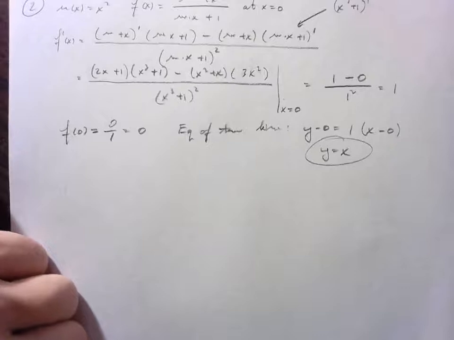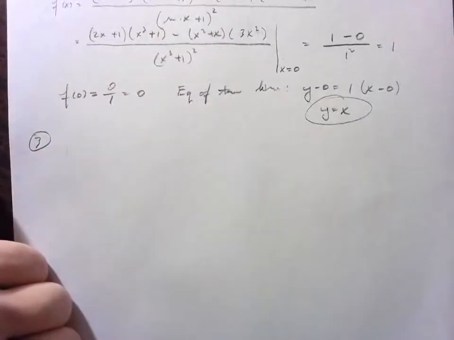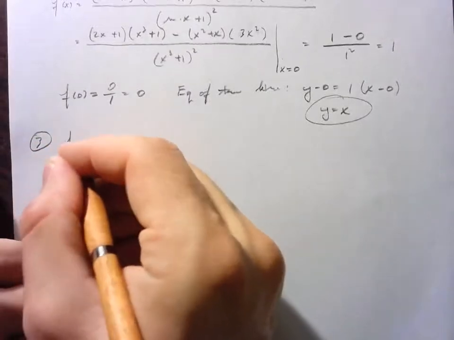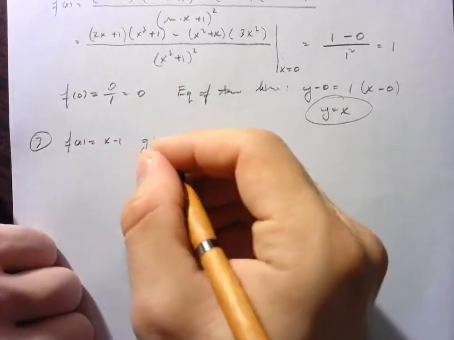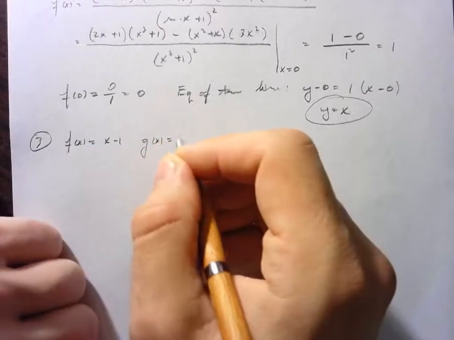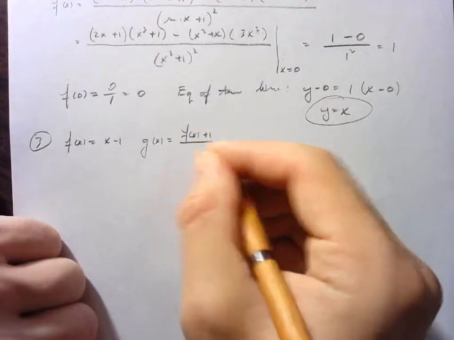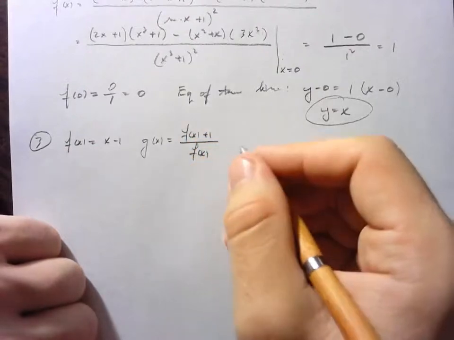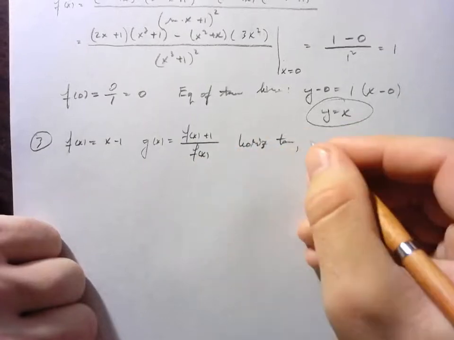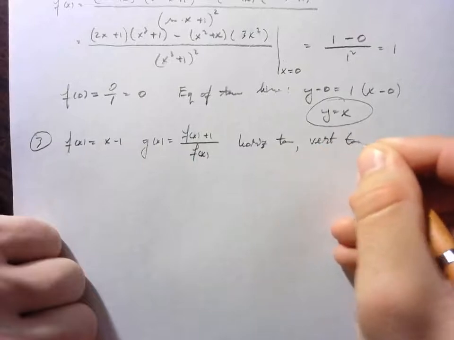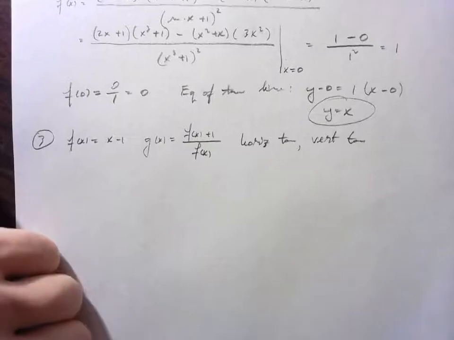Now let's go ahead and look at problem 3. So what do we have for problem 3? I have a function f of x, and I'm defining this to be x minus 1. And I'm looking at a new function now, g of x, which is f of x plus 1 divided by f of x. And I want to know where this has a horizontal tangent or a vertical tangent. So for which x values does this function have those properties?